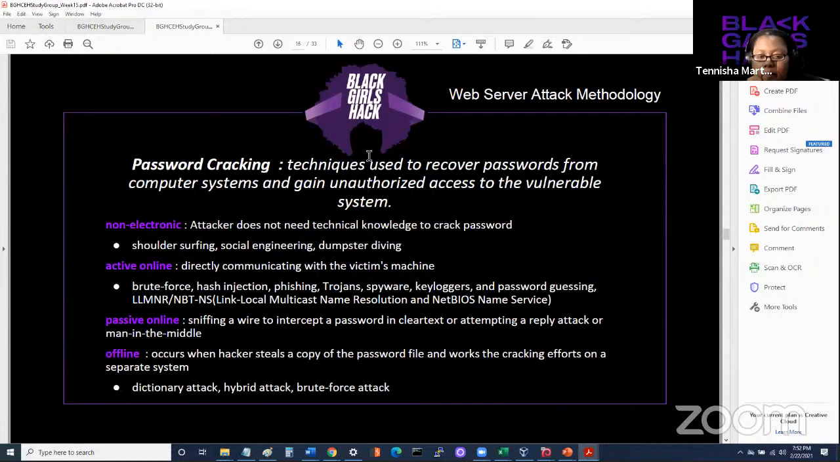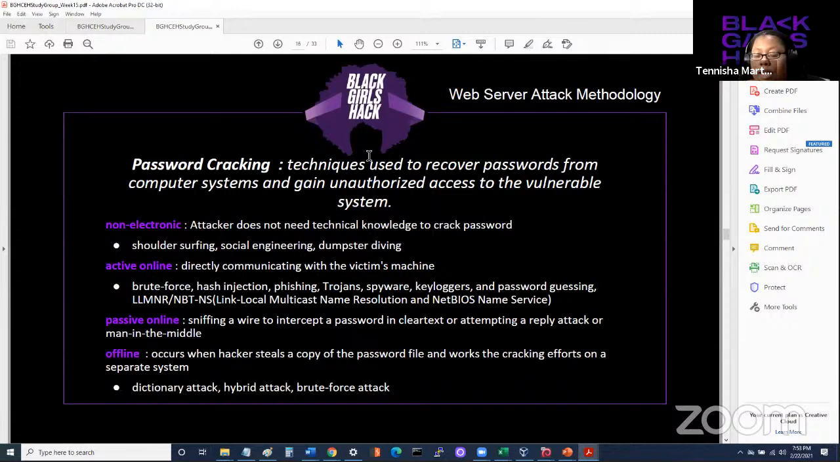All right, so there's non-electronic, active online, passive online, and then offline. So there are a lot of different ways. You don't want to, for example, do a dictionary attack on a regular system, because most systems, after let's call it 3 incorrect password attempts, put you on timeout or lock the account.